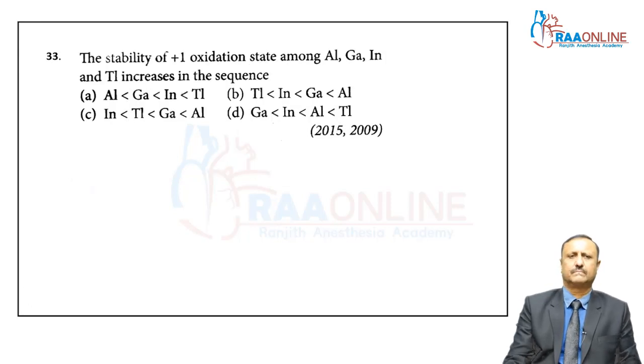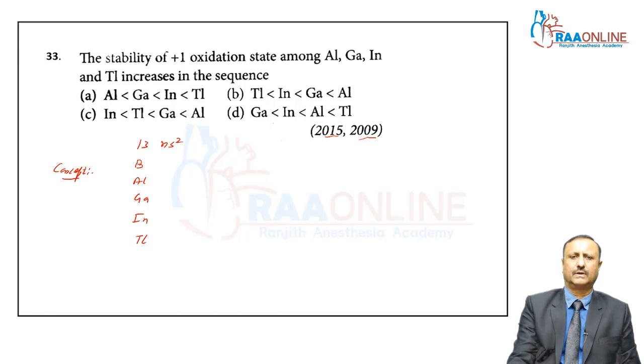Now, my dear students, we can see question number 33. The stability of +1 oxidation state among aluminium, gallium, indium and thallium decreases in the sequence. This question was asked in 2015. So, what is the concept? First of all, you can write boron, aluminium, gallium, indium and thallium. This is group 13. Here the electronic configuration is ns2 np1. Now, we can see these are heavy metals.